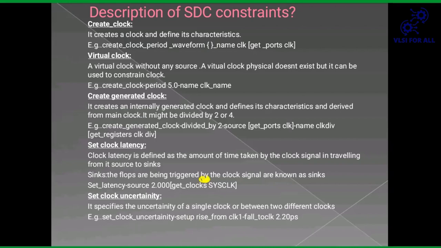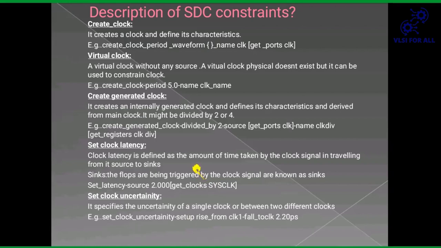it's just a normal command which we use to do some function or process. So create clock: why do we use create clock in synthesis? We use it to create a clock and to define the characteristics of a clock. Each clock has a period, waveform, time, everything. To describe those characteristics, we use create clock.